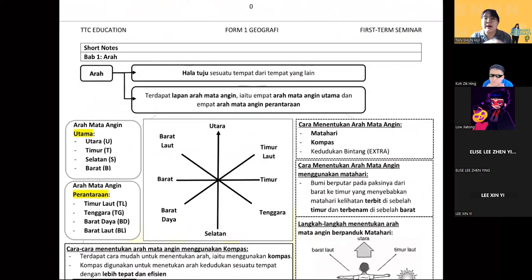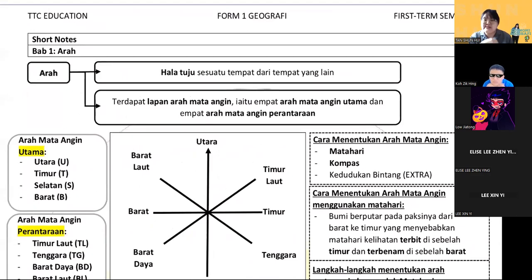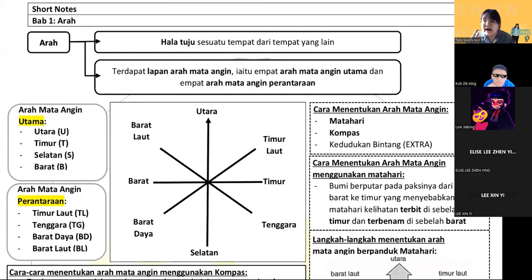Chapter 1, you learn about ARA, directions. What is direction? Direction means something to show you where a place is, hala tuju sesuatu tempat, a direction from a place to another place. In this chapter, there are two very important things that are always asked in your first term exam. The first thing, of course, is the ARA.